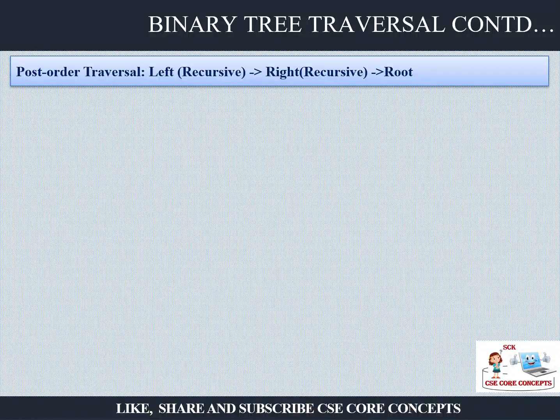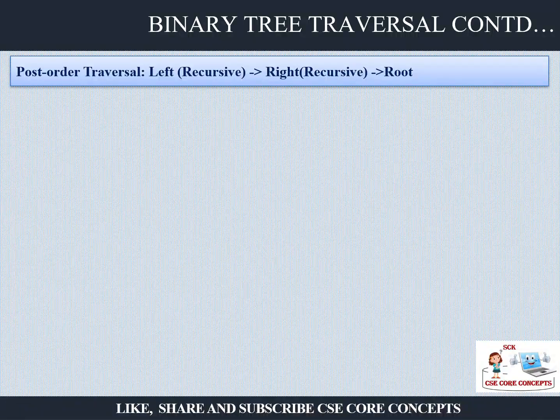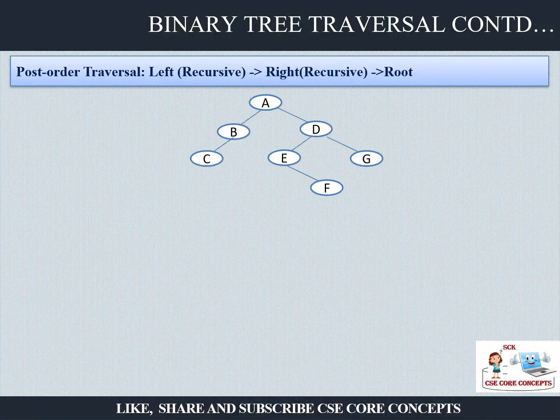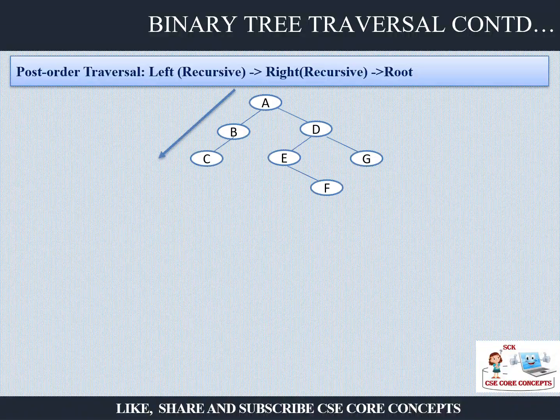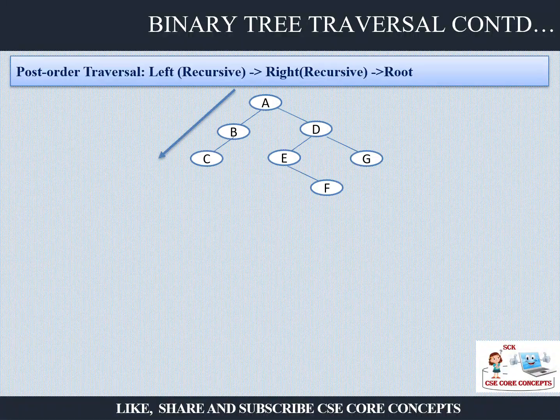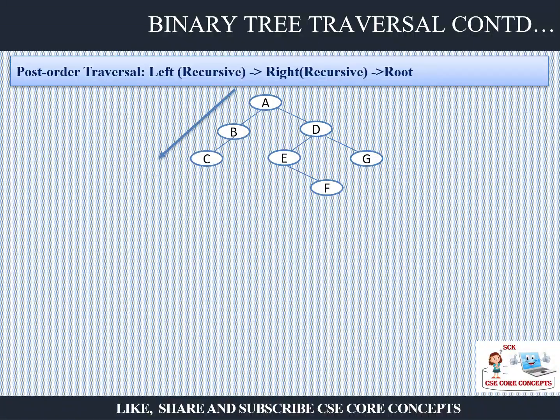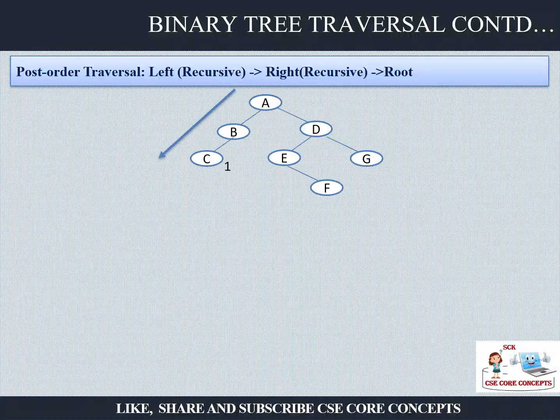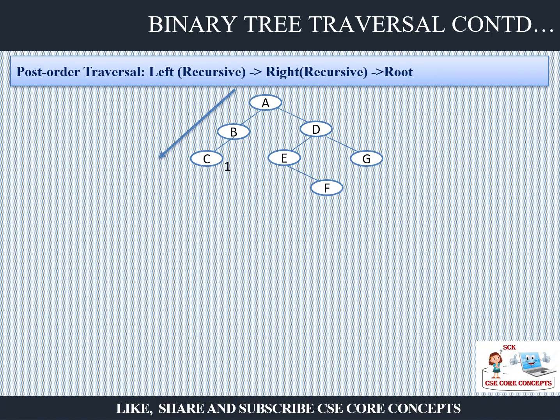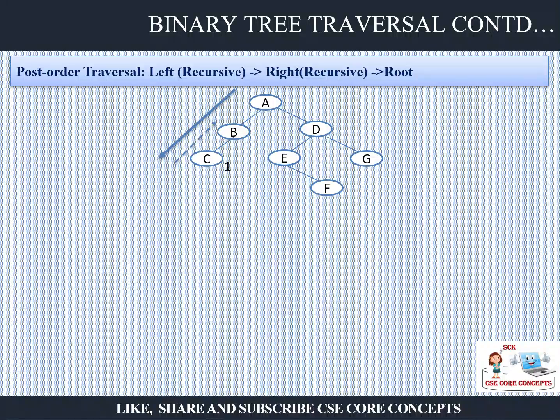Now you can go for a post-order traversal, where in case of post-order traversal the root is visited at the end. So consider the same binary tree. First you will go to the left side. Now when you start from the root element, you go to the left side, B. B has again a left element, so you will again go to the left side. So you will traverse finally to C first, because after C there are no further branches. So C will be visited first.